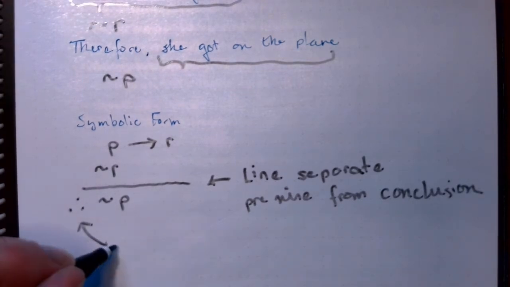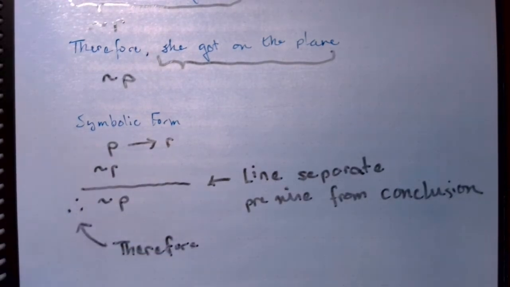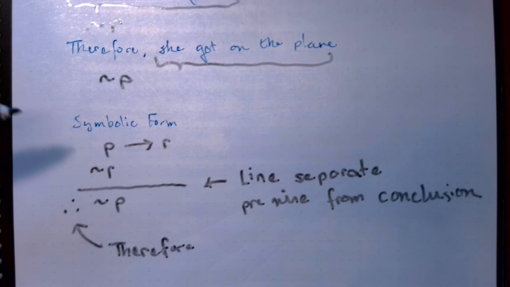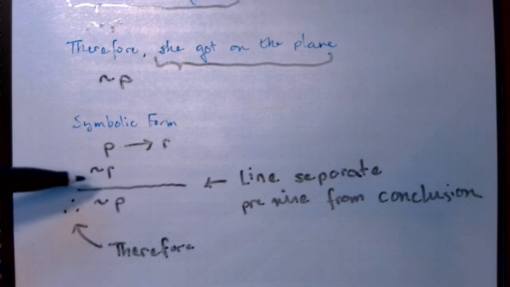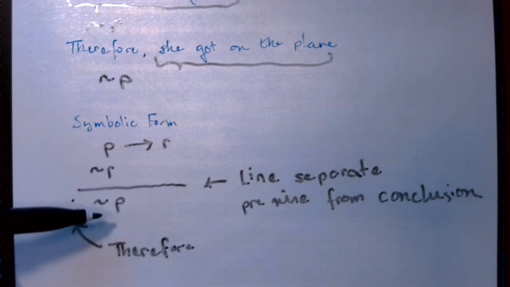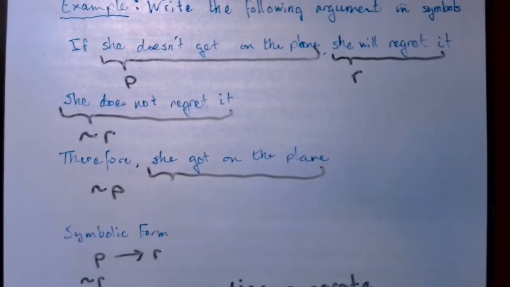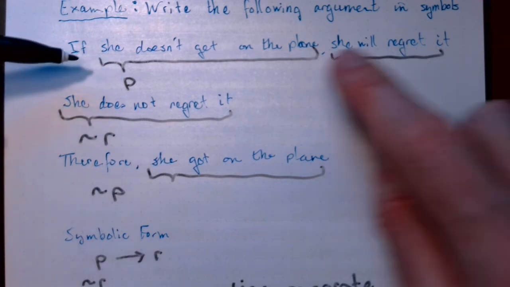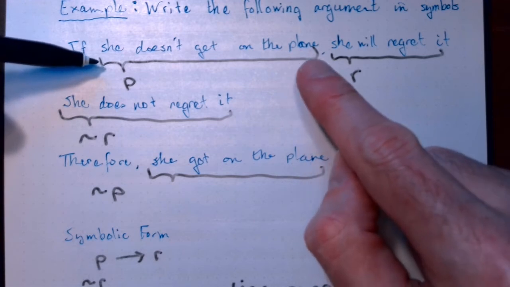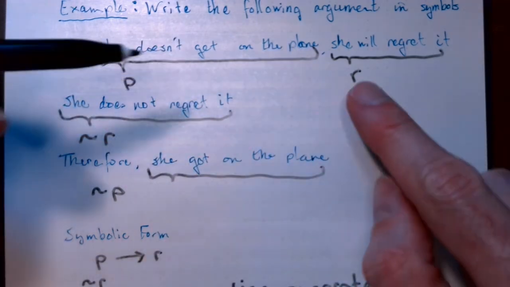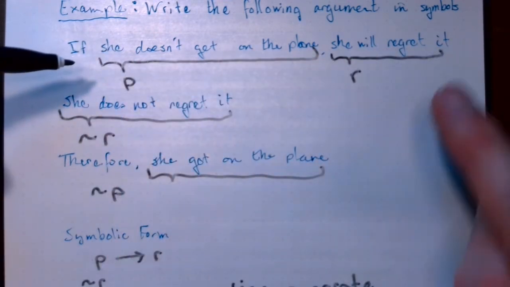Okay, in the symbolic argument, we usually use those three dots to represent therefore. So if P then R, not R, therefore not P. All right, so we have chosen a letter to represent each of our statements. And of course, this first thing is a compound statement. It's got two parts. P, she does not get on the plane. Remember, I chose P for plane. R, she will regret it. If she does not get on the plane, then she will regret it.